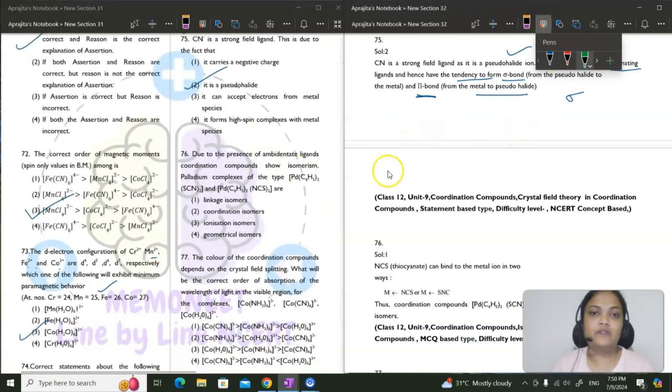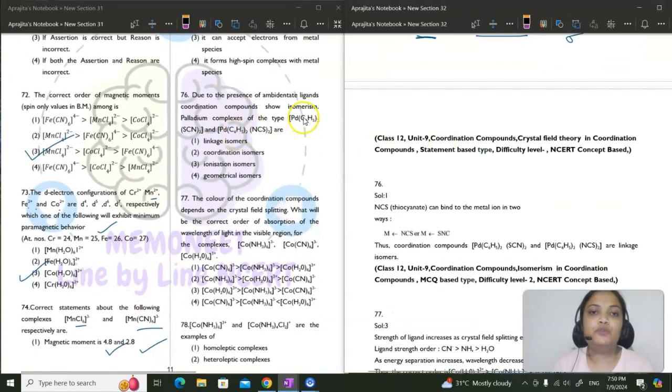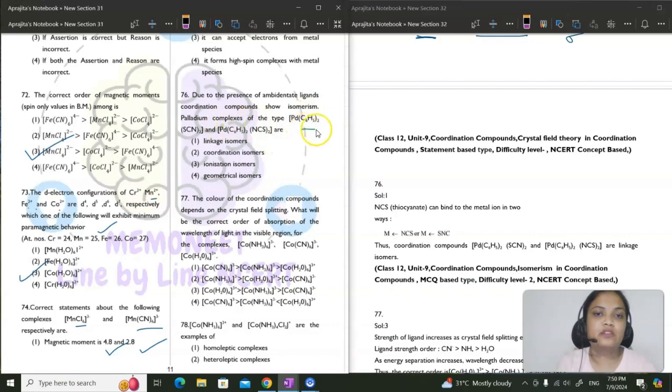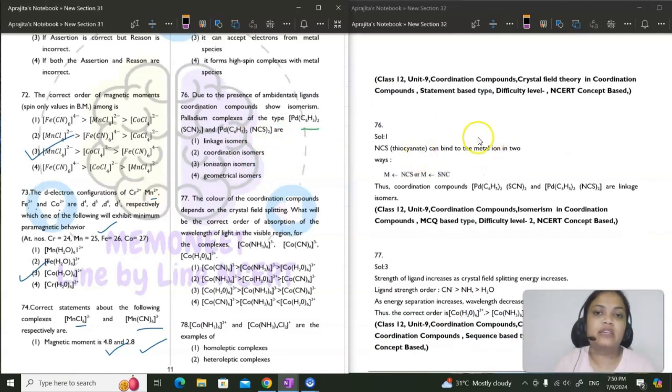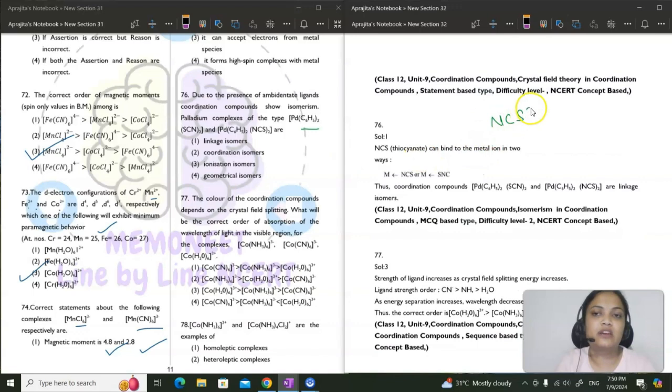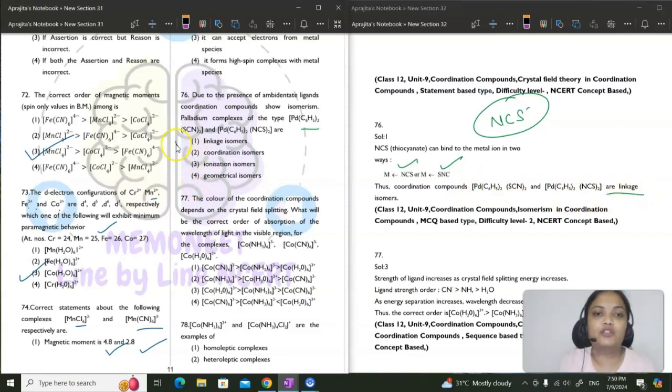Okay, next question 76. Due to the presence of ambidentate ligands, coordination compounds show isomerism. Palladium complexes of the type given, we need to tell what kind of isomerism they are showing. Thiocyanate ion can bind to the metal through nitrogen or through sulfur, which means they can link to the metal in two different ways. So yes, we will call them linkage isomers. The answer is option 1.